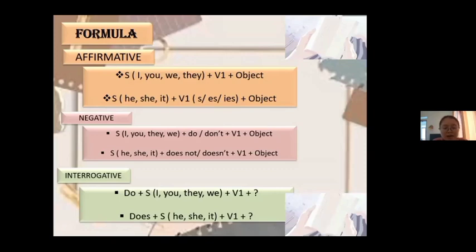And then the second one is negative sentence. The formula is, for I, you, they, we subject, plus do not plus verb 1 plus object. And then she, he, it subject plus does not or doesn't plus verb 1 and then object. Last but not least, interrogative sentence. The formula is do plus I, you, they, we subject plus verb 1 and then followed by question mark. Then does for the she, he, or it subject plus verb 1 and then question mark.